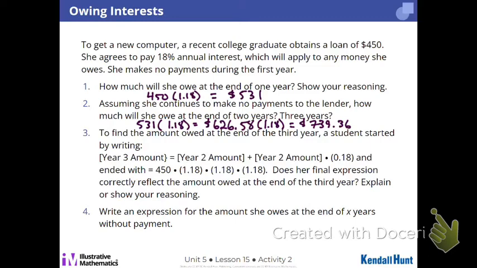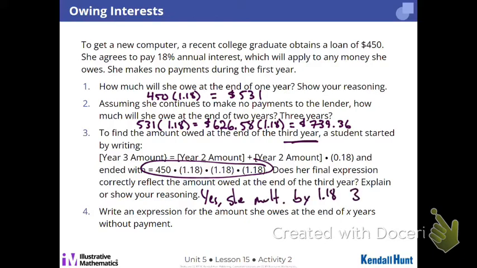To find the amount owed at the end of the 3rd year, the students wrote this. And this is essentially what we did, right? Multiply times 1.18 times 1.18 times 1.18. Does this expression show the correct amount? Yes. I'm going to say something like she multiplied by 1.18 3 times. So that's cool.